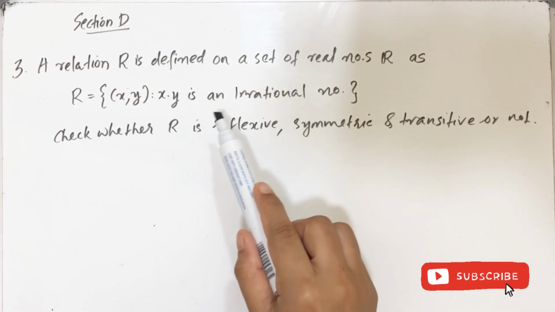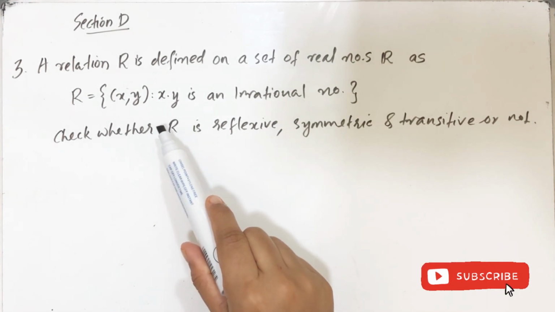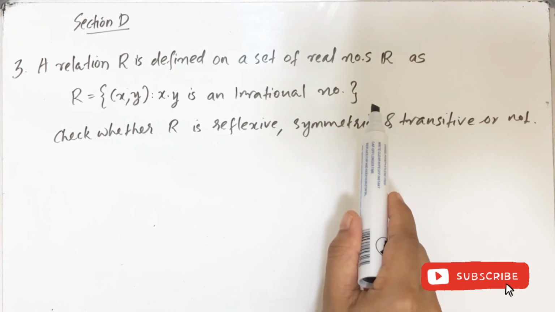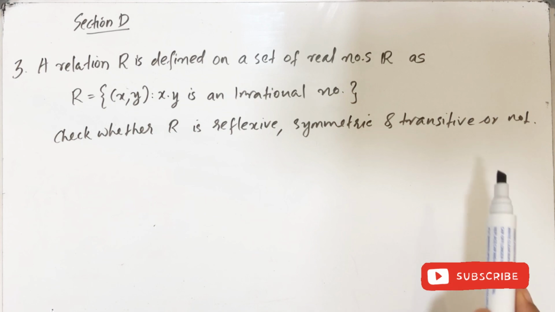A relation R is defined on a set of real numbers as R equal to the set of all x, y, such that x into y is an irrational number. Check whether R is reflexive, symmetric, and transitive or not.